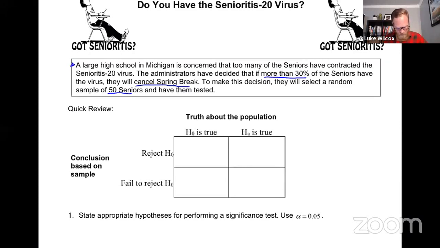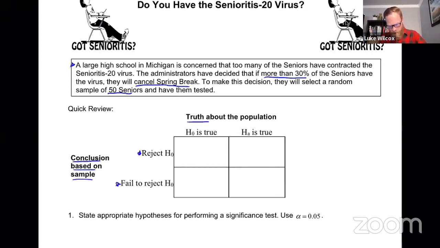If you look on the left-hand side, there is the conclusion, right, based on the sample. And when you do a significance test, like you've done with Mr. Murphy all week, there are only two choices in the end. Either you get a p-value that is small and you reject the null hypothesis, or you get a p-value that's large and you fail to reject the null hypothesis. Those are the only two choices.